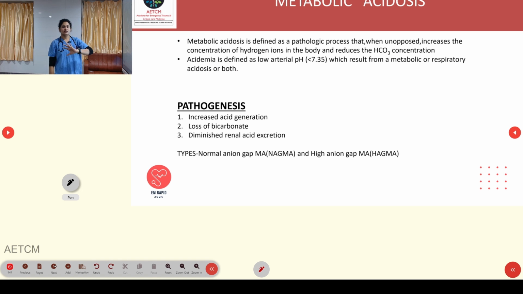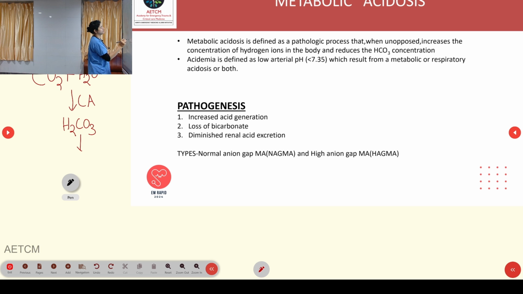We all know the equation: carbon dioxide plus water will give rise to carbonic acid in the presence of carbonic anhydrase, which will again break up into H plus and bicarbonate. This equation shows the main buffering system of our body.